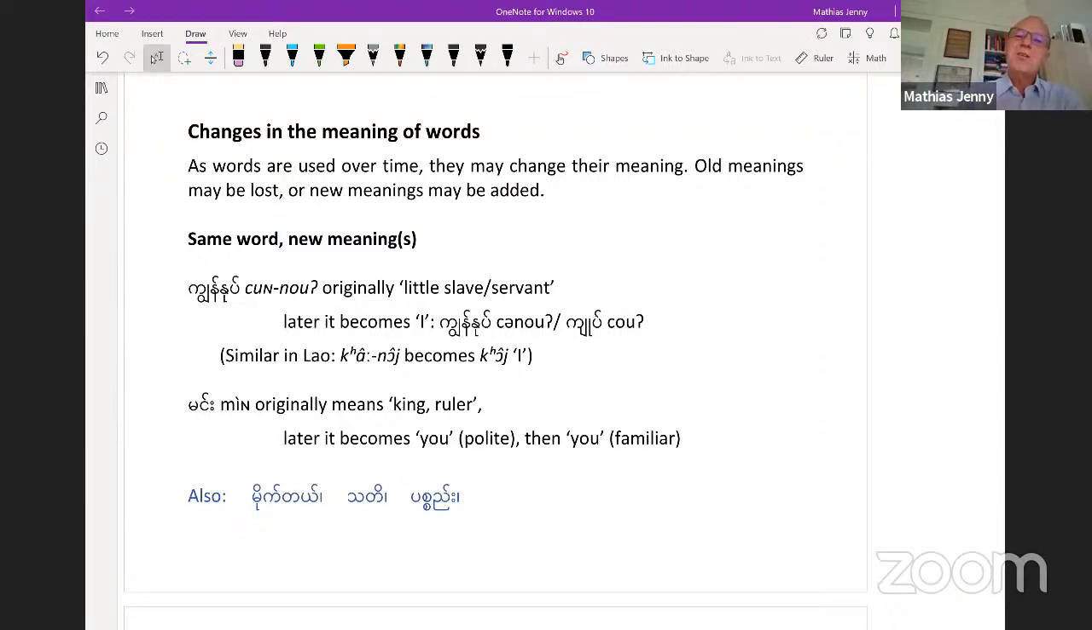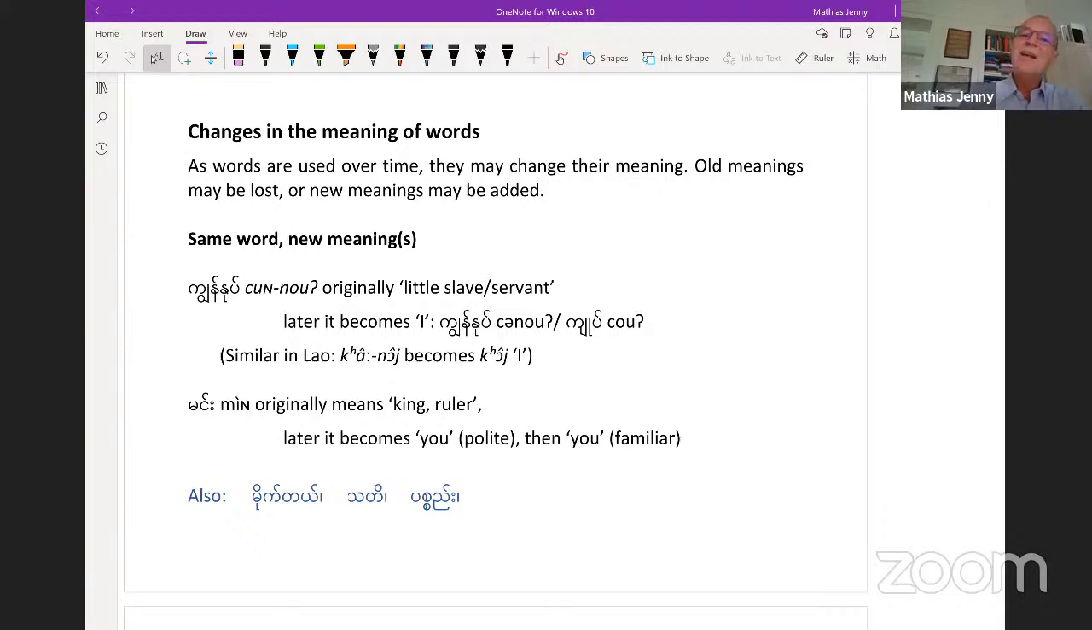Then there's not only sound changes, of course, in language. We have seen this in the examples of English. There's also changes in the meanings of words. So a word can take on a new meaning or new meanings. We just saw the example of Jono. Jono means a small little slave or servant, but the meaning now is I or me. You don't think of servants anymore if you speak about Jono or Joe.